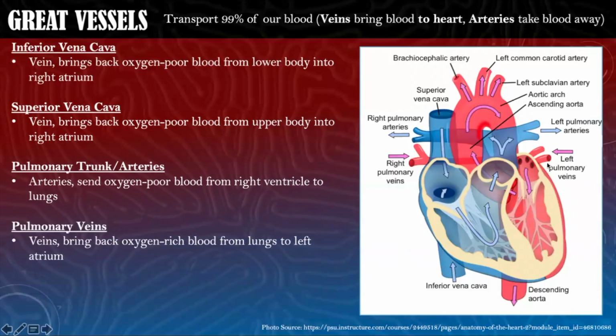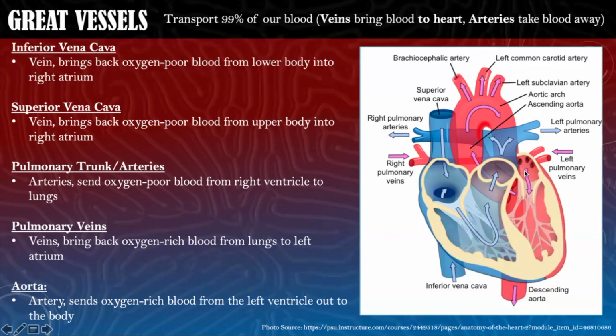These are veins that bring oxygen-rich blood from the lungs back into the heart, into the left atrium. Next, we have the aorta, so that blood travels down into the left ventricle and then up through that aorta, which is an artery that sends oxygen-rich blood from the left ventricle out to the body. We're going to talk about it more in detail so you can understand all these parts of it.